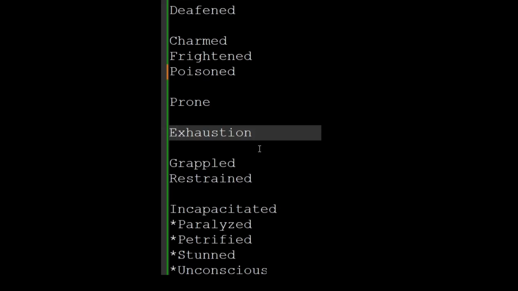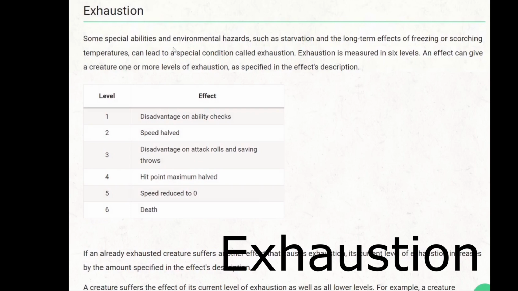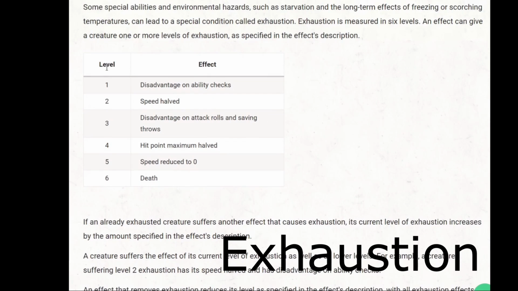Coincidentally, the next one is Exhibit E for Exhaustion. That was an accident. This one's very fun, but it is a very underused mechanic. Exhaustion. Some special abilities and environmental hazards, such as starvation and the long-term effects of freezing or scorching temperatures, can lead to a special condition called exhaustion. Exhaustion is measured in 6 levels. An effect can give a creature 1 or more levels of exhaustion as specified in the effect's description below. Now these are, as I said, 1 to 6. 6 is death, so 1 to 5 are the ones we're going to worry about.